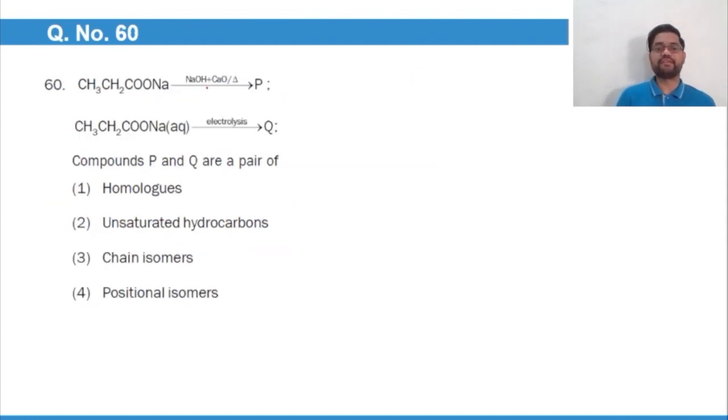Okay. 60. This is a decarboxylation reaction. This is soda lime. Right. Soda lime. So basically this has to be removed and you will get product as CH3.